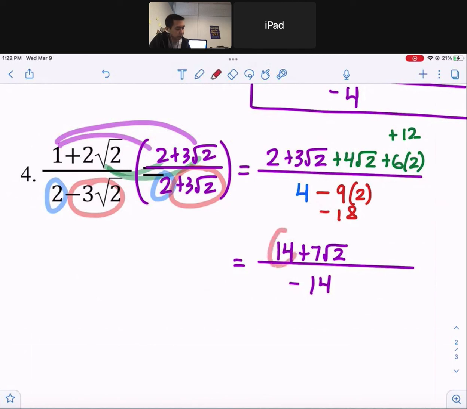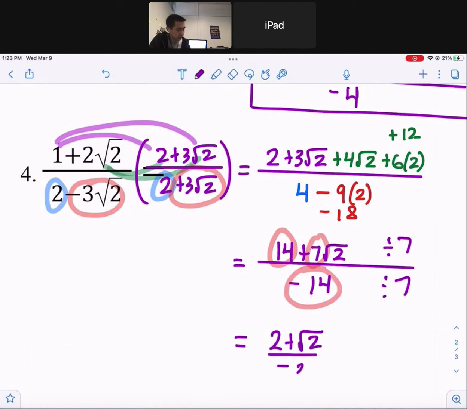So can we simplify this number, and this number? Yes, we can divide top and bottom by 7. 2 plus rad 2 all over negative 2 would be your guys' final answer.